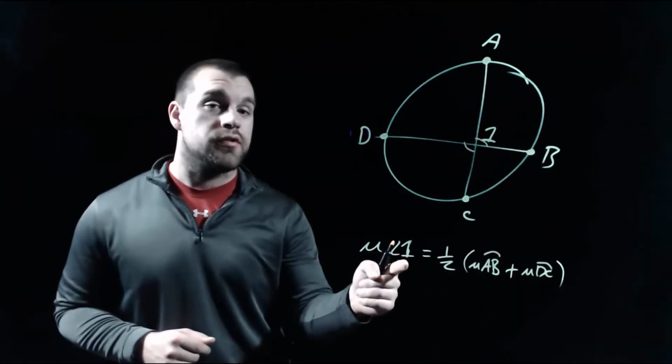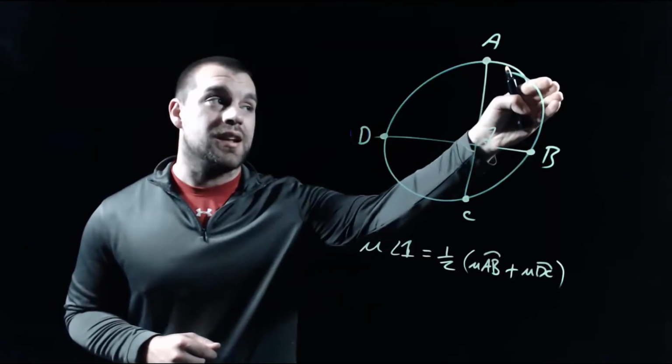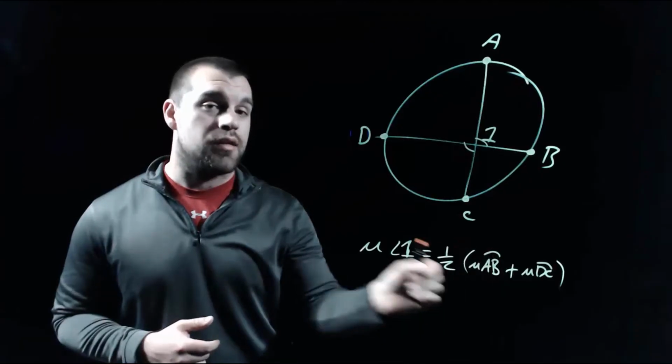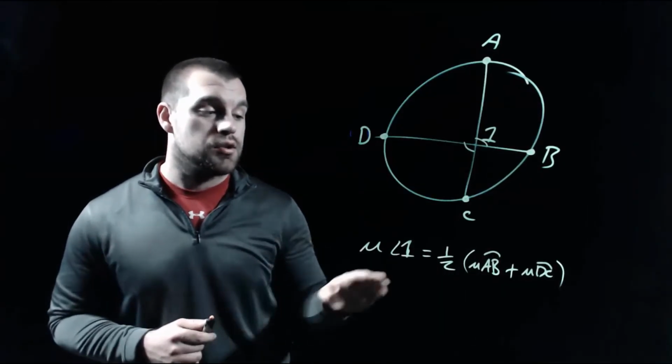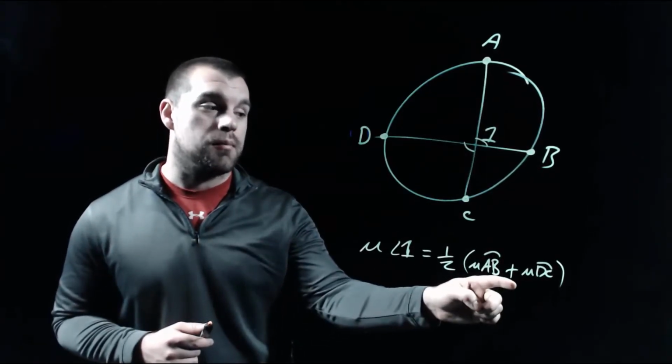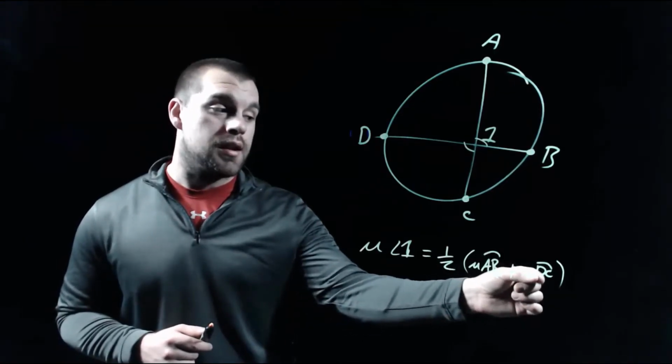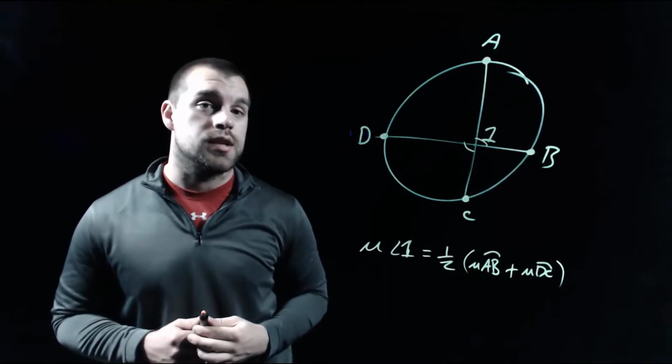So if we want to find the measure of angle 1, we look at the arc that it intercepts and the vertical angle's arc, add those things together, and then multiply by 1/2. So the angle is half the sum of the arc that the angle intercepts and the arc that its vertical angle intercepts.